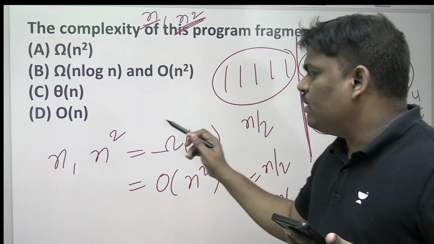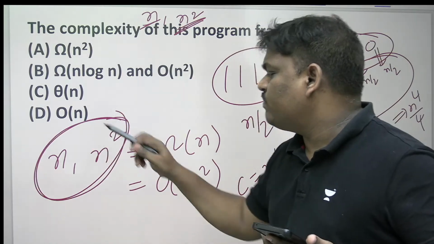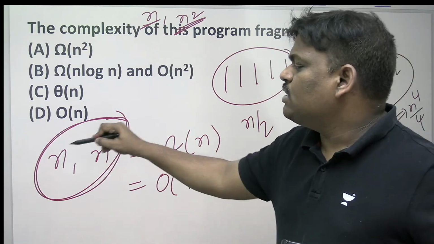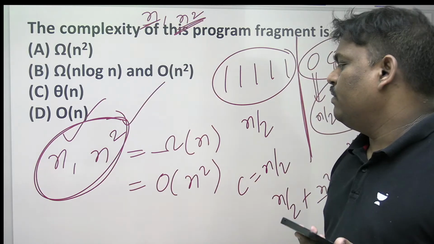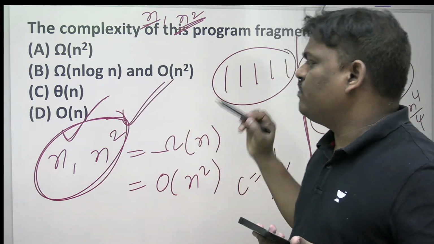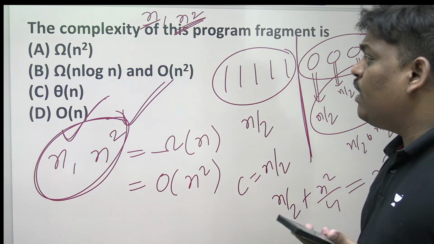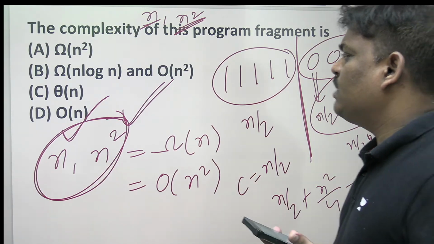When you write anything, all should be satisfied. When I write big O of n square, it is satisfied. When I write omega of n, it is also satisfied. Both will satisfy. So the answer is omega of n, big O of n square. Please be careful. For this program, the answer is omega of n, big O of n square. This is wrong.